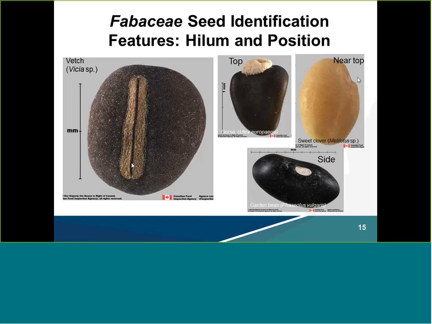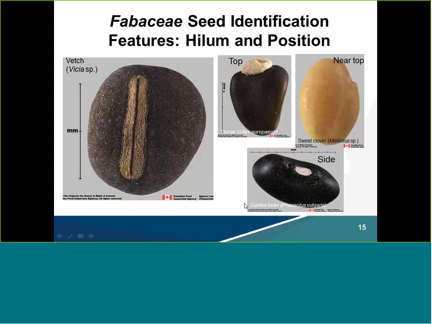Now, the location and the shape of the hilum tends to be conserved between genera, and it's a really helpful feature. Depending on how it develops, the position of the hilum may be different. So some seeds, such as here in the gorse, the hilum looks like it's on top of the seed. And then in many of the species that we have, the clovers and sweet clovers, the hilum looks subapical, or near the top.